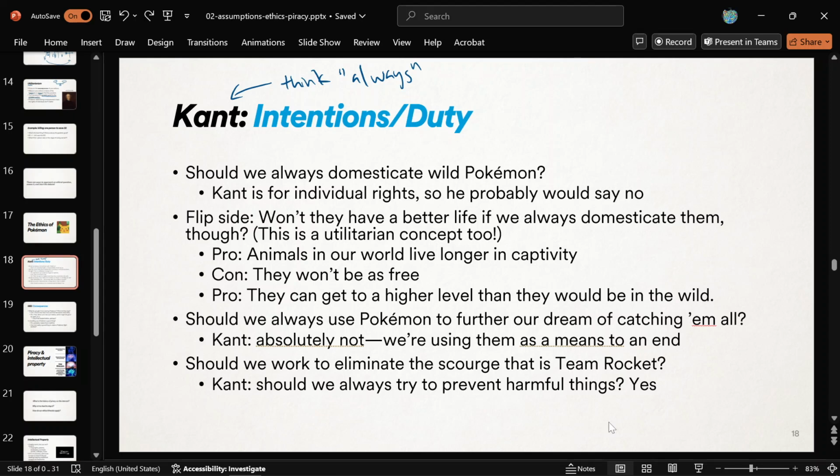This is just a way of looking at the problem. Does that kind of make sense? Are there any questions about how I used Kantianism to talk about Pokemon? See how you could do it. You can go either side. You can talk about the flip side of any question, or the original side, and Kantianism will usually give you some firepower, but you have to figure out what's best for you.